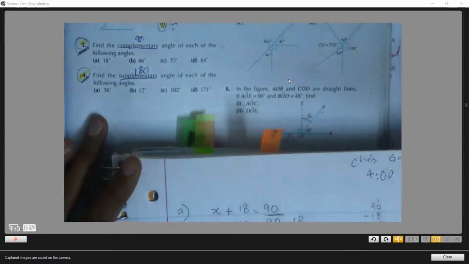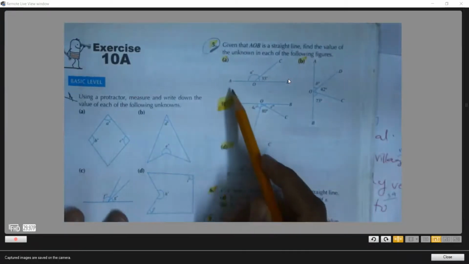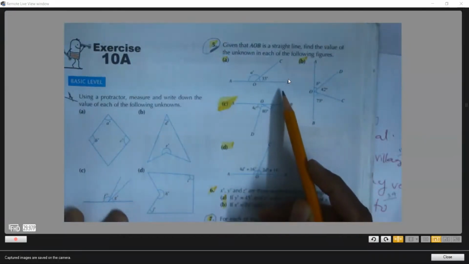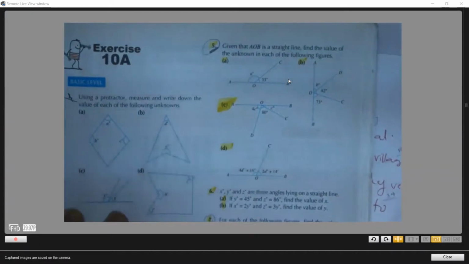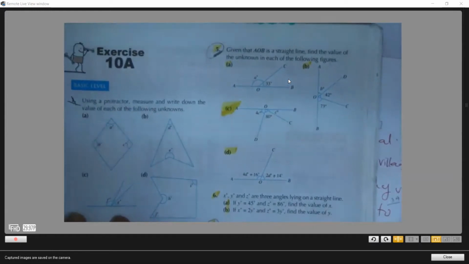Okay. Question number 5. Given that AOB is a straight line, find the value of the unknown in each of the following figures. I think this chapter is really easy, isn't it? What do you guys say?